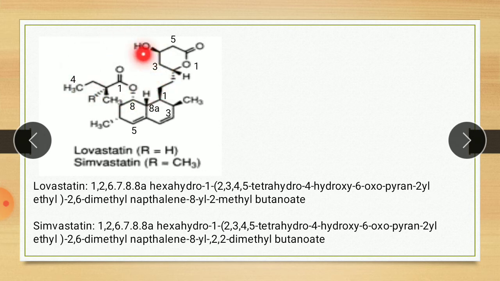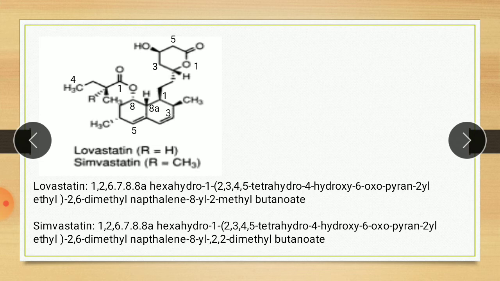So it is an ester group with 4 carbon, therefore butanoate. So the total name of lovastatin is 1,2,6,7,8,8a-hexahydro-1-[2-(2,3,4,5-tetrahydro-4-hydroxy-6-oxo-pyran-2-yl)ethyl]-2,6-dimethylnaphthalene-8-yl 2-methyl butanoate.